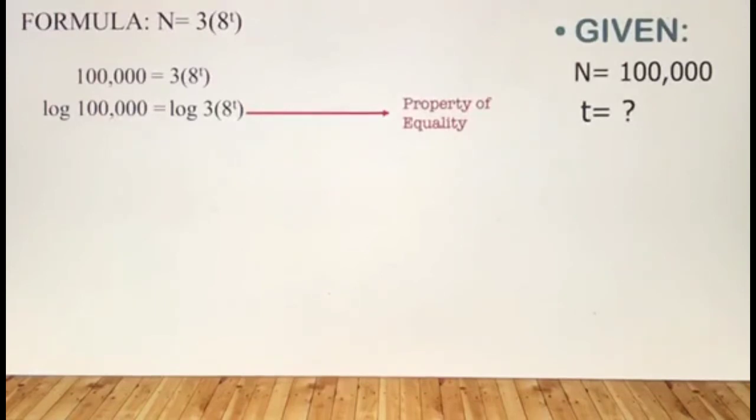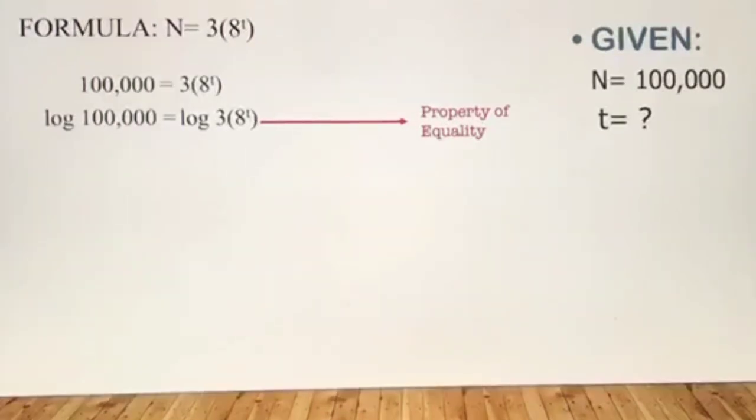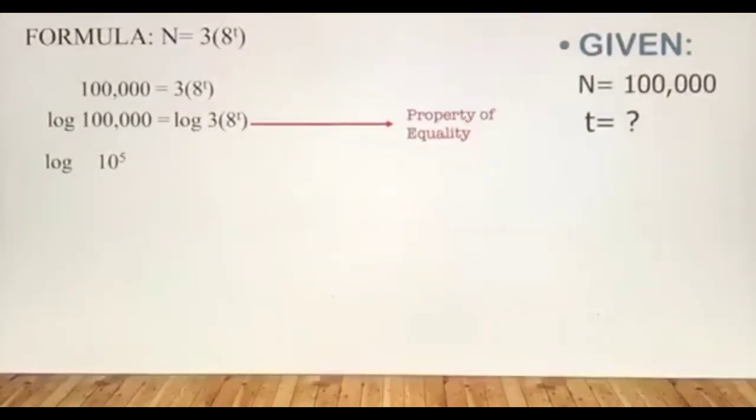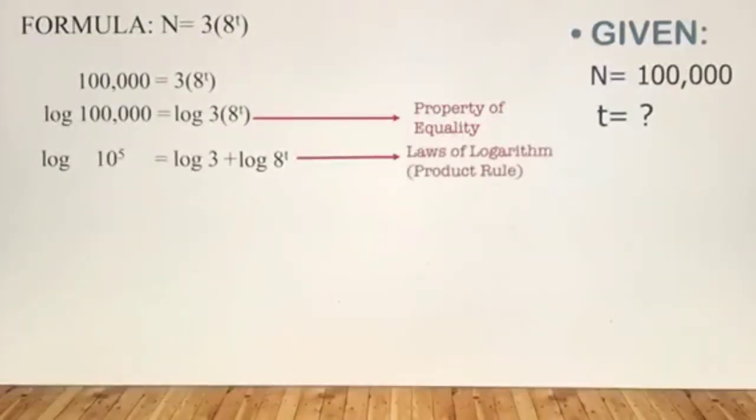So log of 100,000 is equal to log of 3 times 8 raised to t. So log, then 100,000 can also be written as 10 raised to 5 because 100,000 is a power of ten, equals. To separate log of 3 times 8 raised to t, we will apply the laws of logarithm, which is the product rule. So it will become log of 3 plus log of 8 raised to t. And it is the law of logarithm, which is the product rule.